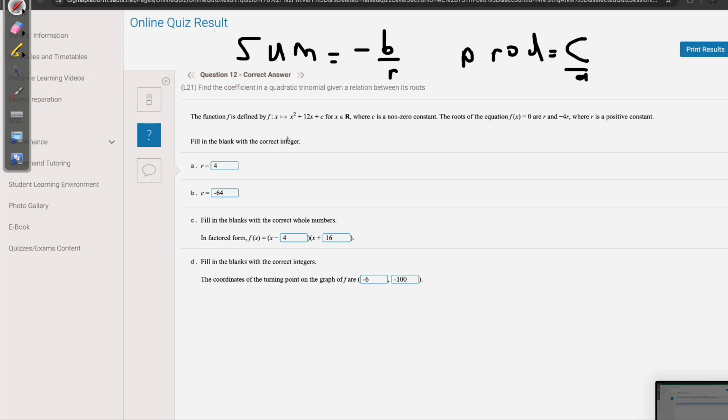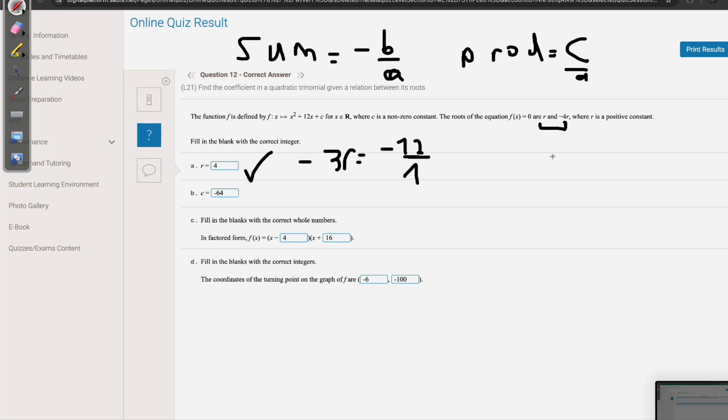Now let's solve. The sum, which will be negative 3r. Sorry, this is a, because we add these two. So the sum of the roots, negative 3r, is equal to negative 12 over 1, because we said 1 is a. We get that r is 4.